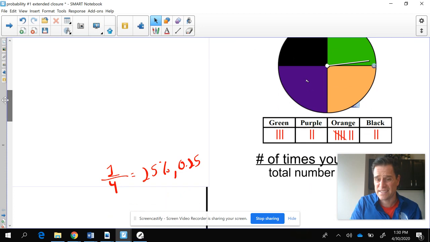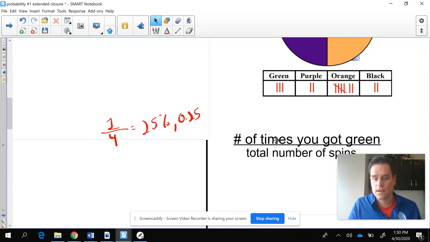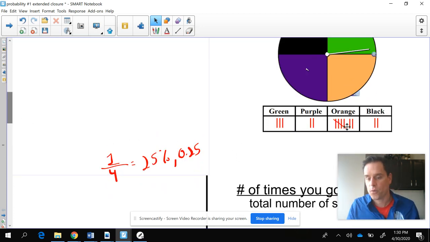I mean, couldn't you get like 10 greens in a row? You could. It's not really likely to happen, but it could happen. So how do I find the experimental probability of this graph? And by the way, this is basically your first question of the unit. It's going to have a problem like this. The theoretical should be 1/4. It should absolutely be 1/4. But in this case, take a look. We have 3 times that it hit green, 2 times it hit purple, and we have 7 times, wow, that's pretty crazy, 7 times it hit orange, and 2 times it hit black.